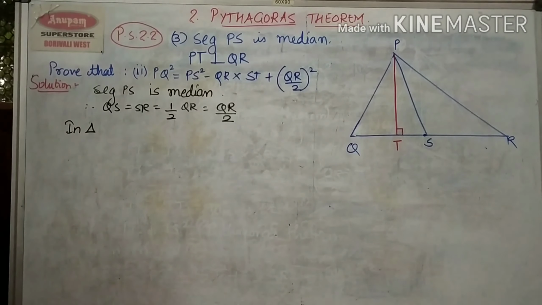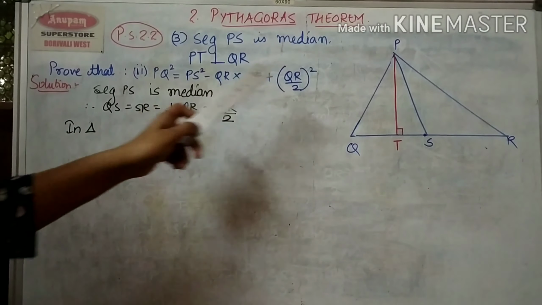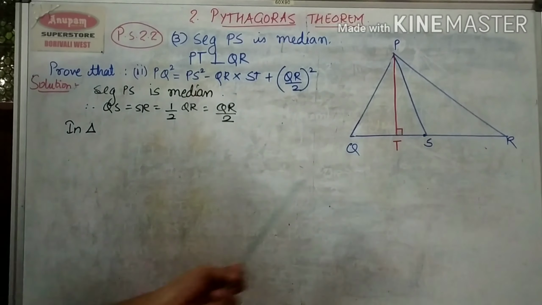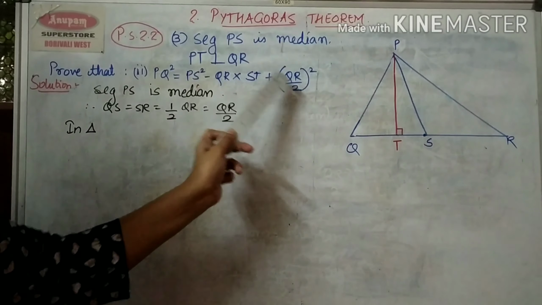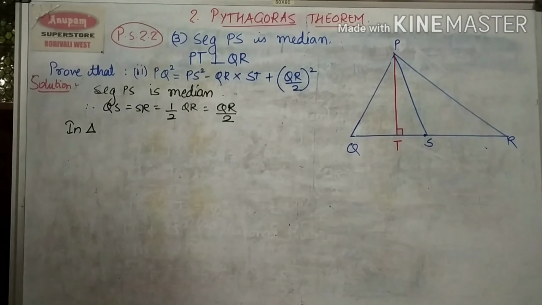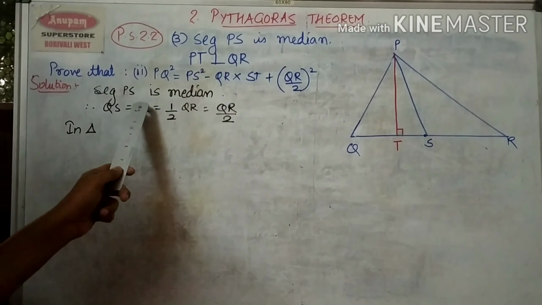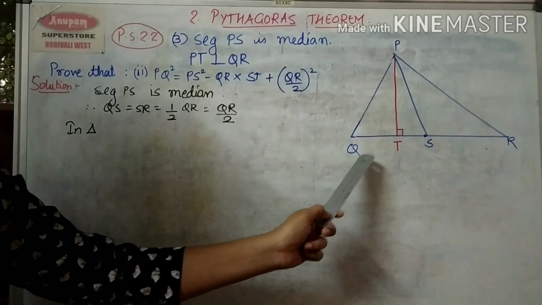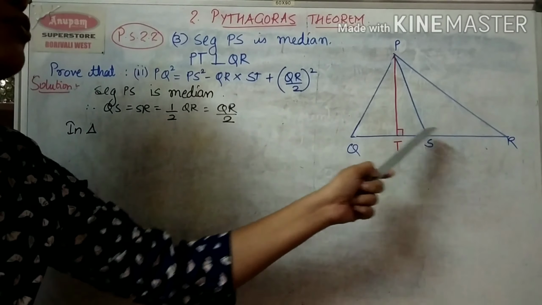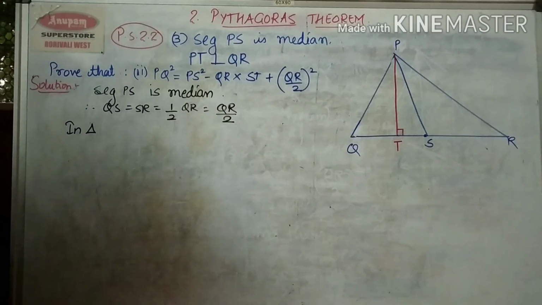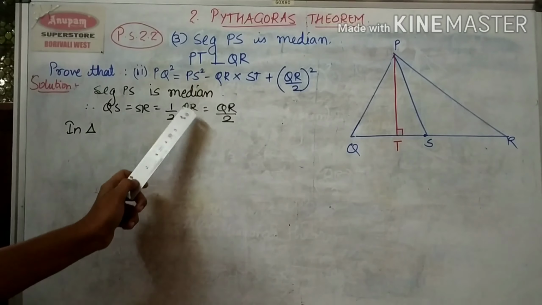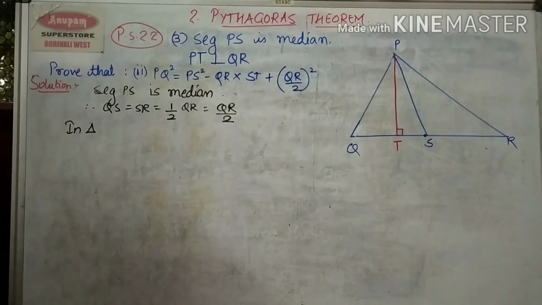Similarly, we have the second question to prove. We have to prove that PQ square is equal to PS square minus QR into ST plus QR upon 2. Before we start solving this, I write down that PS is a median, which is given to us. Since PS is a median, S becomes a midpoint, and therefore QS is equal to SR, and these both are half of the entire QR. So that's what I have written. QS is equal to SR, and that is half QR. Half QR can also be written as QR upon 2.